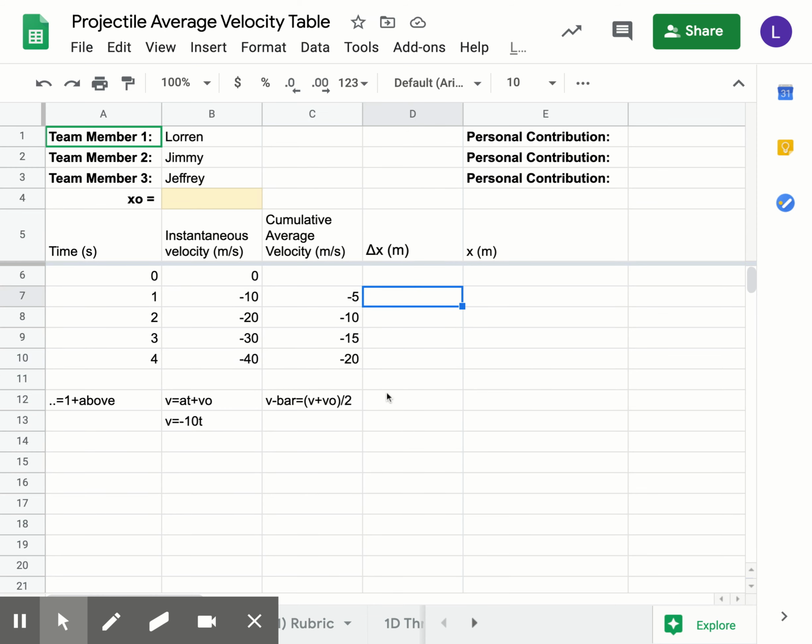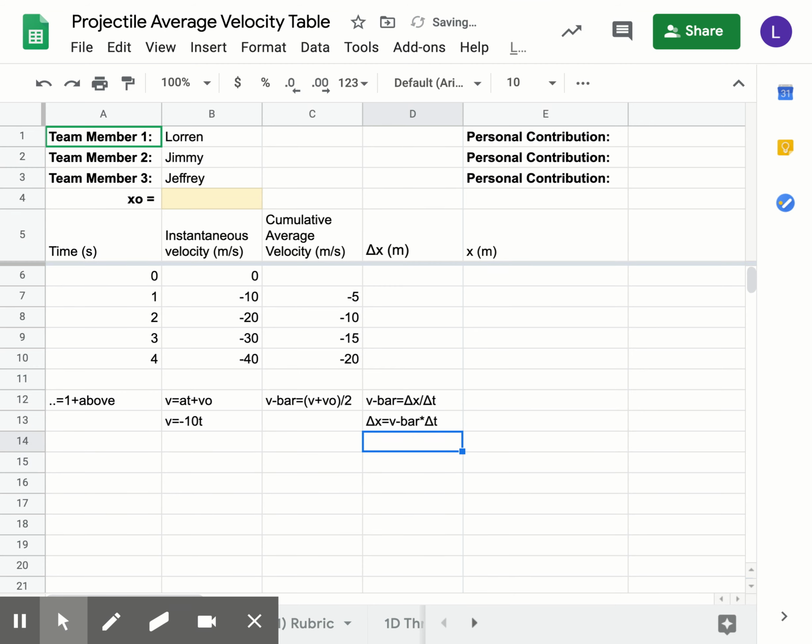Now the next one, the displacement, is from this formula, the average velocity equals delta x divided by delta t. Because we want the delta x then, when we solve for delta x, it will be equal to the average velocity multiplied by the change in time.